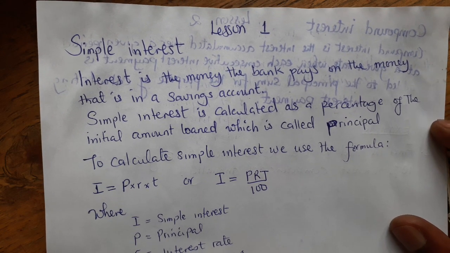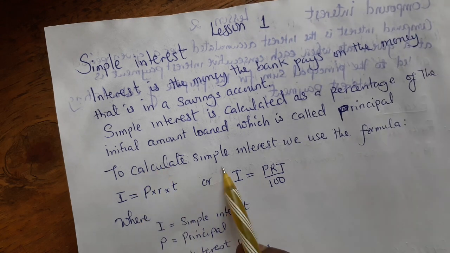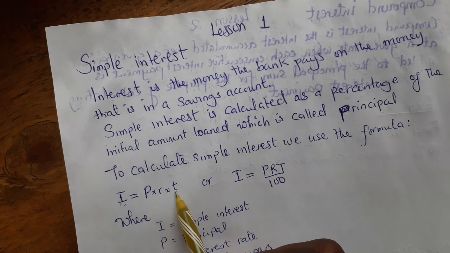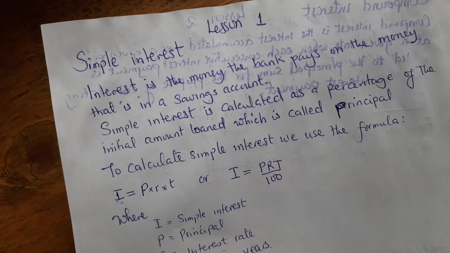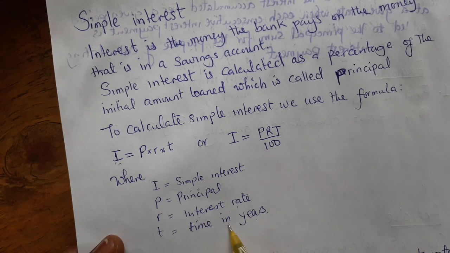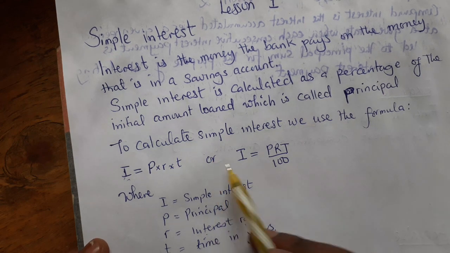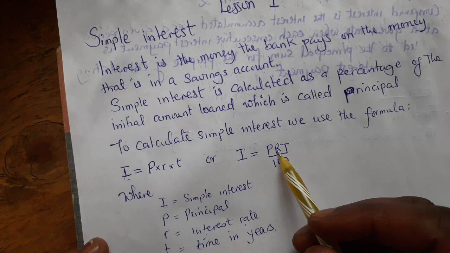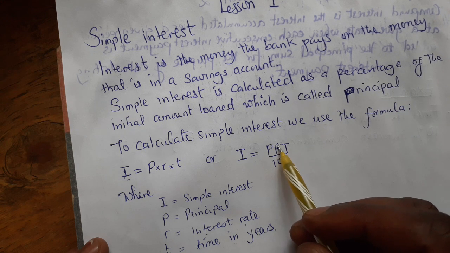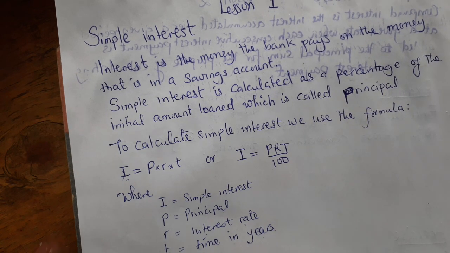Now, simple interest has a formula that we use. To calculate simple interest, we use the formula: interest is equal to principal multiplied by R multiplied by T. R is the interest rate here. T is time in years. Take note, time in years. P is the principal, which is the amount that you have deposited. Or this can still be written like this, because the percentage is divided by 100. So the percentage, which is the rate, is the one that is over 100. And take note also that time is supposed to be in years. I hope that is clear.